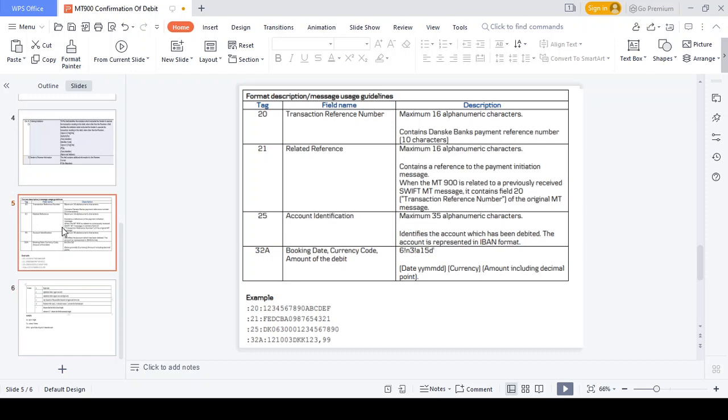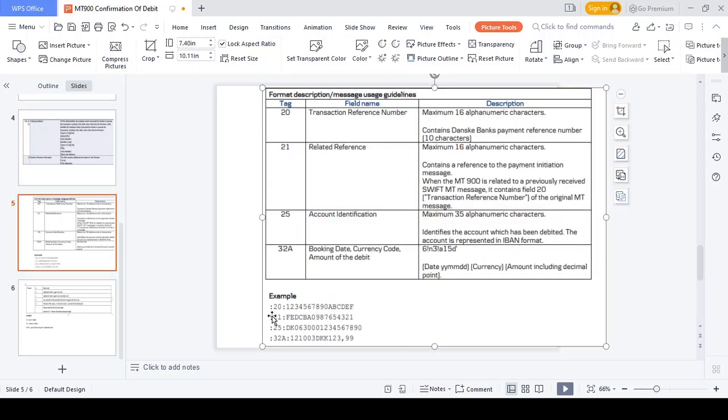Next, how it should look. Already I said 20 is the 16-character transaction reference number and 21 is the related reference number. This related reference number would not be changed for any message. This related reference number field is connected only with the MT103, MT202 and MT202 cover payment. And 25 is the IBAN number of the ordering institution, and 32 is what currency we need to transfer to the receiver side. Date, time, currency, and how much we need to transfer are the details available in 32A.